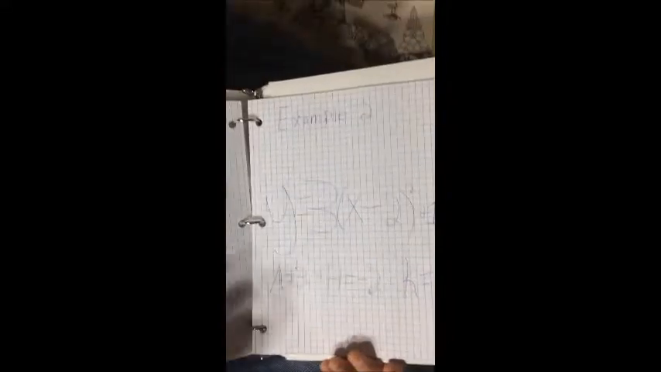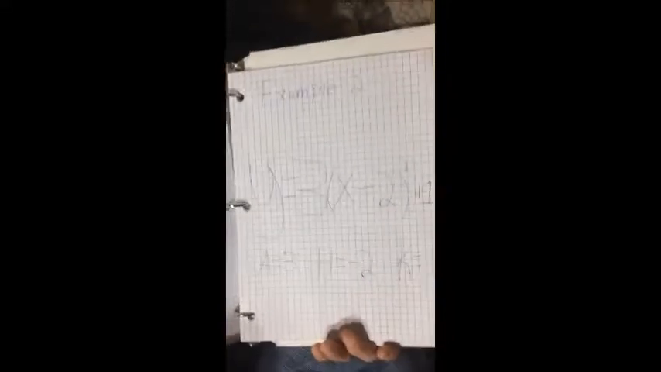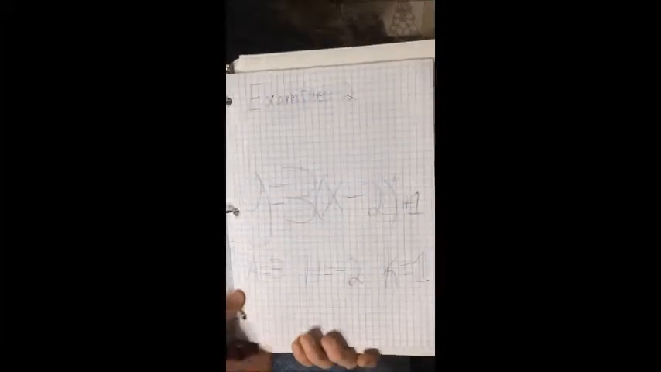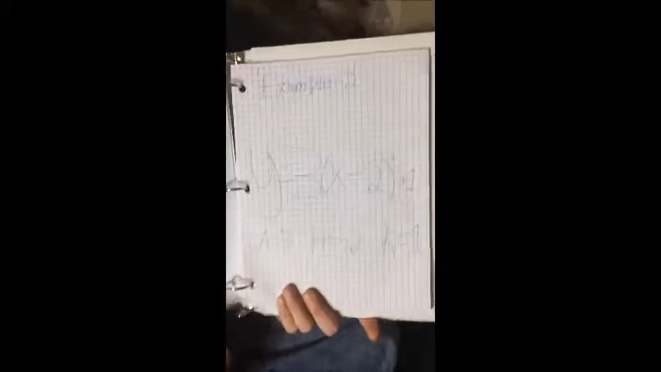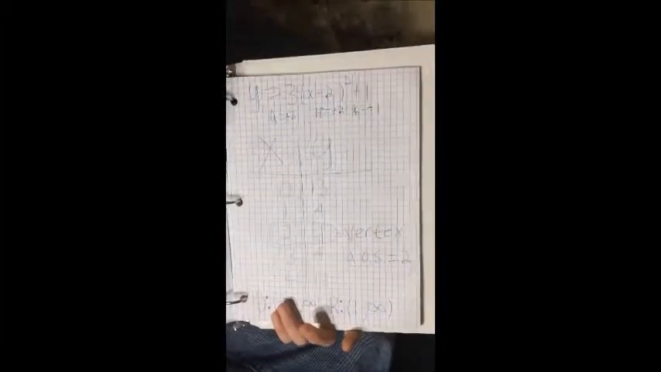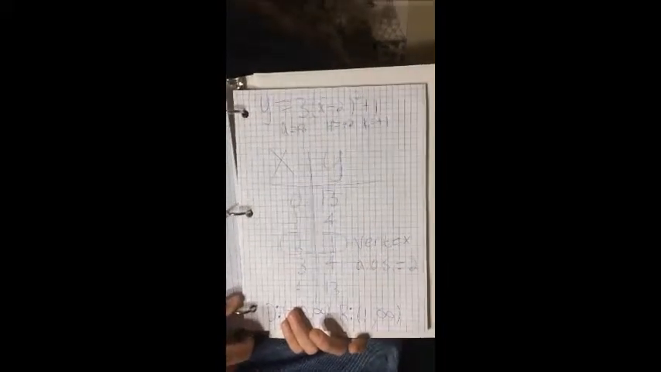It's not really exact. So for our second example, we are going to have y equals 3 times (x minus 2) squared plus 1, and a is 3, h is 2, and k is 1. For our table, we got our vertex to be 2 and 1, and our AOS is 2. Our domain is all real numbers, of course, and our range is 1 to infinity.